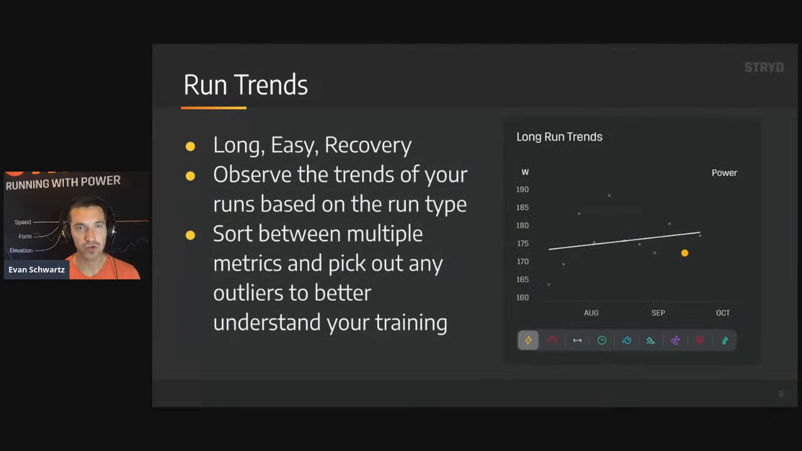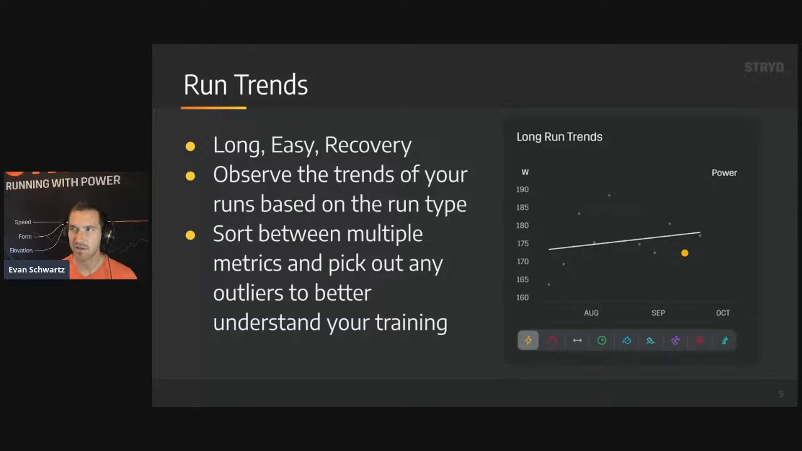The next one is run trends, and these appear for long runs, easy runs, and recovery runs. You can observe the trends of your runs based on the run type. There's a little bit of a distinction here specifically for this insight. When we look at specifically things like long runs, easy runs, recovery runs, those are usually unique variables.